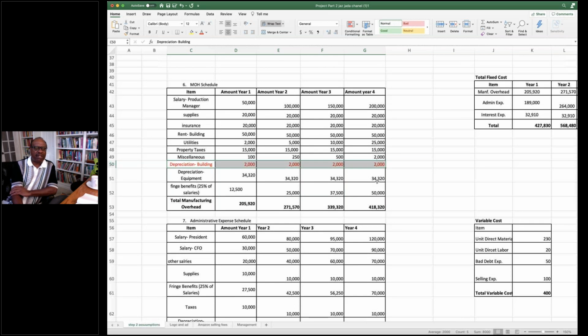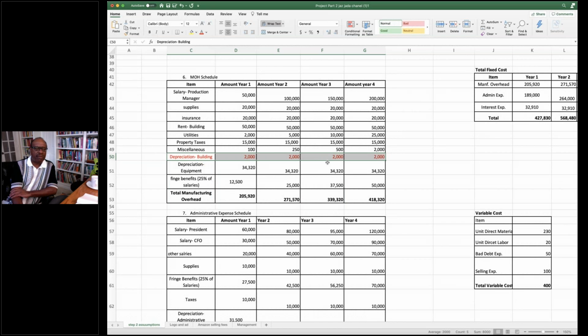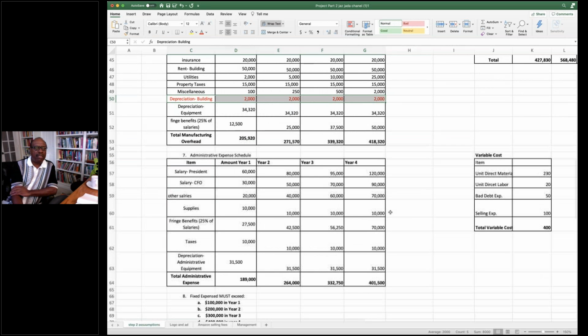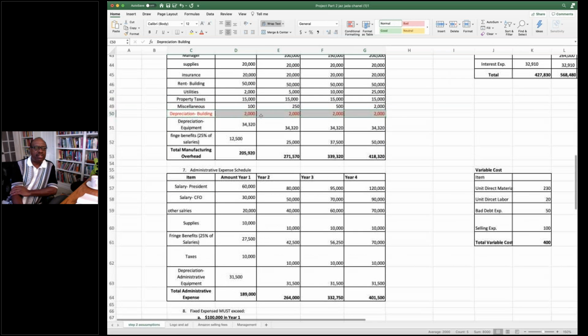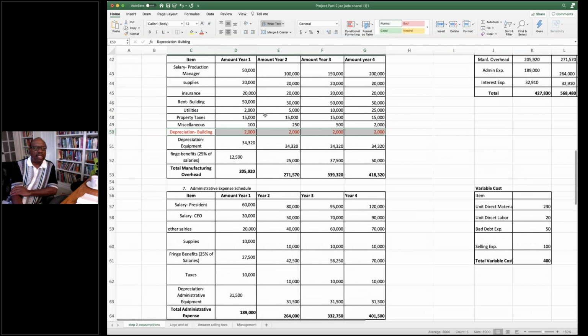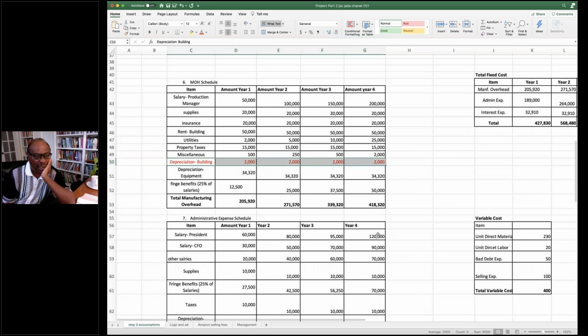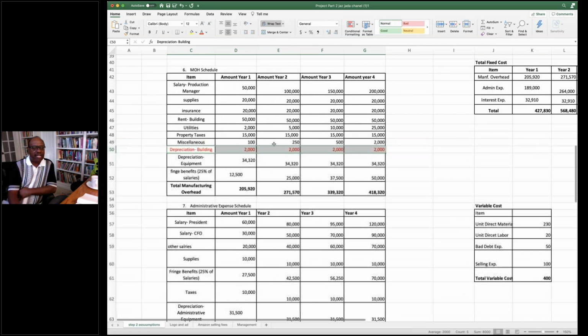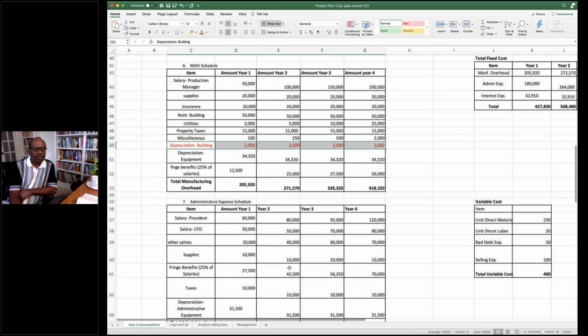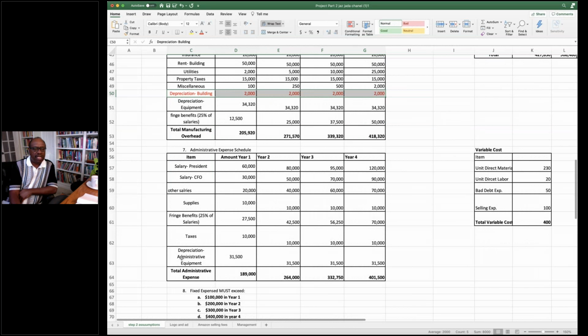So this is your manufacturing overhead. You're not supposed to have depreciation on the building, but you will have depreciation on the equipment. So you're renting the building. Here's your depreciation on the equipment. So this is your manufacturing equipment. Then you have administrative equipment too, so you got depreciation on that.